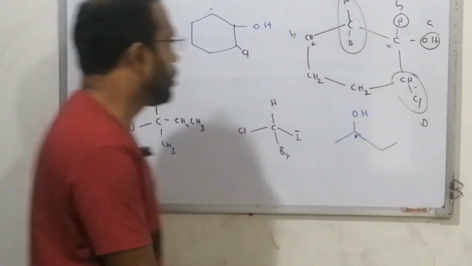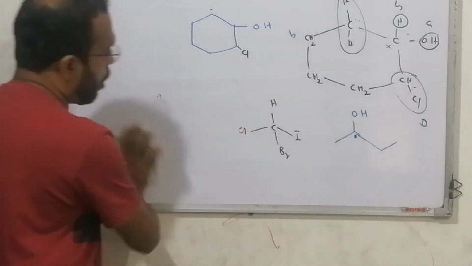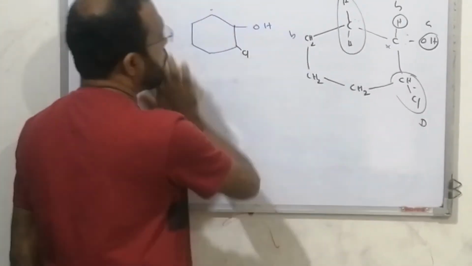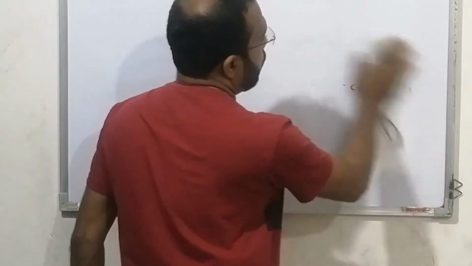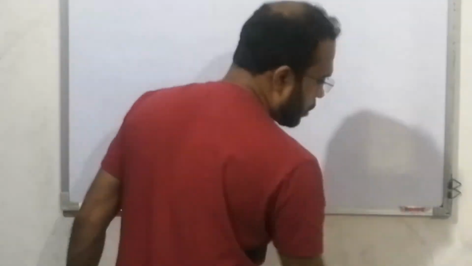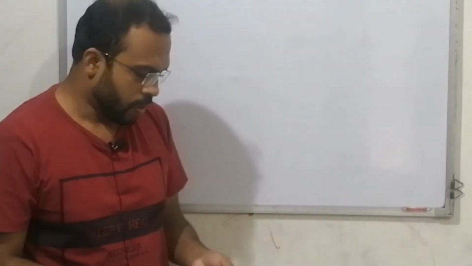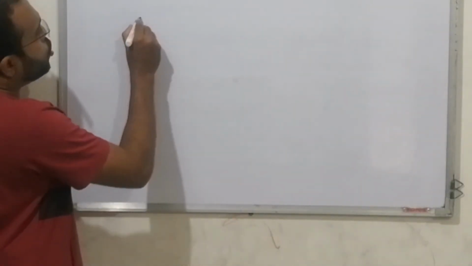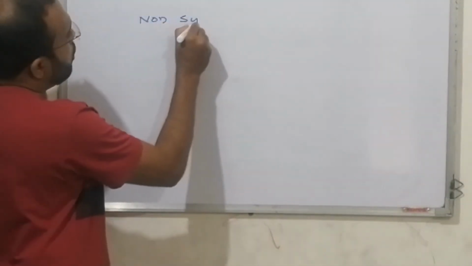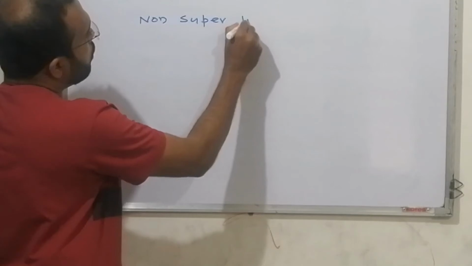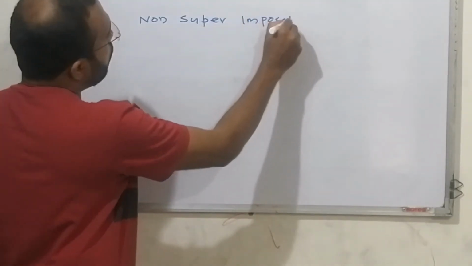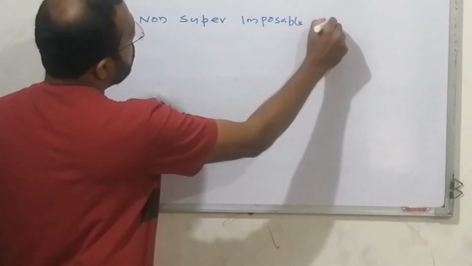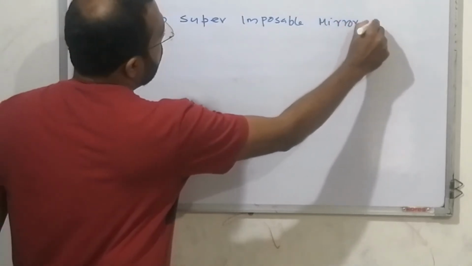This is the general picture of the chiral carbon. We will have a lot of examples like this. You have to be able to scan the chiral carbon as quickly as possible. Okay, now there is the non-superimposable mirror image. What is that?